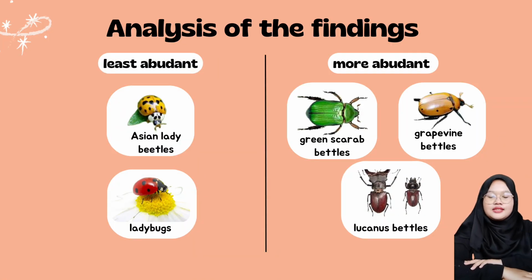Next up, we have analysis of the findings in our field trip. The least abundant in our observations are Asian lady beetles and ladybugs. However, the more abundant ones are green scarab beetles, great wine beetles, and Lucanus beetle.